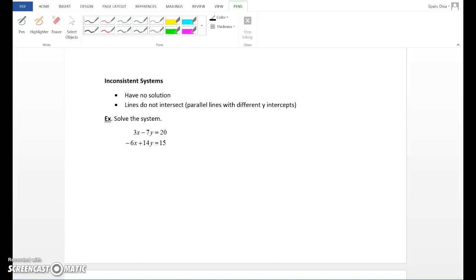Alright, continuing on with the notes from section 2.1, solving systems of two equations, two unknowns. Next we'll have inconsistent systems. Those are systems that have no solution.